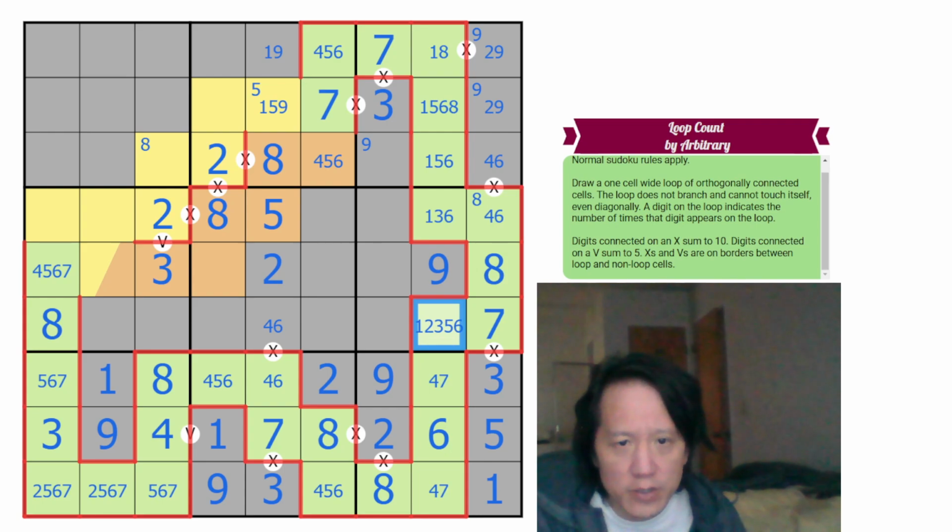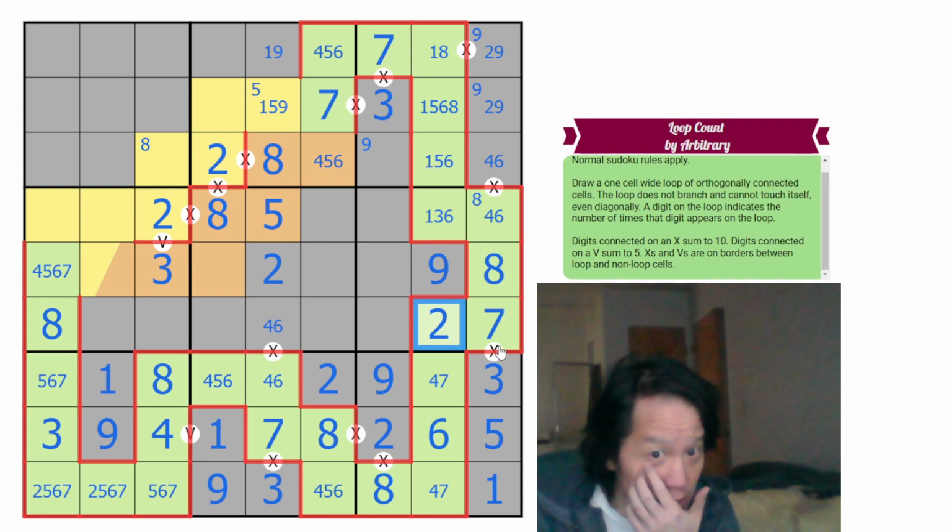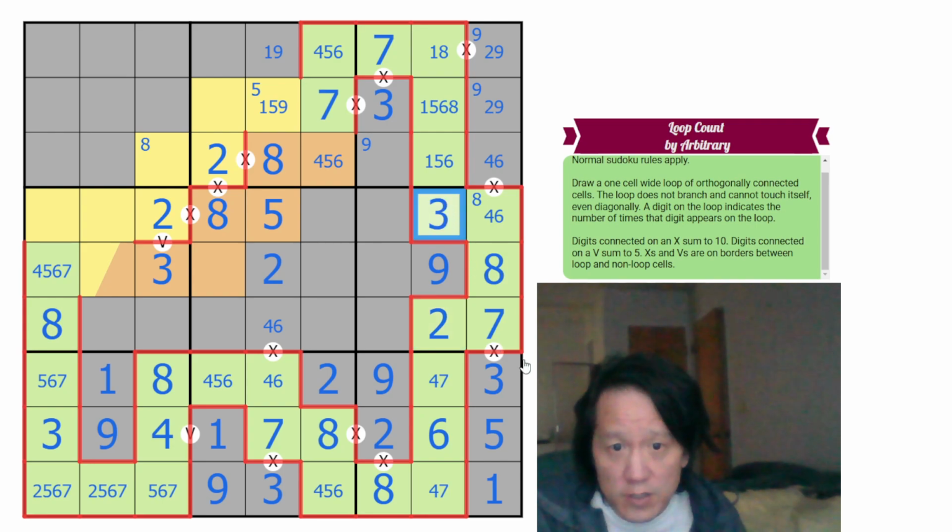2 has to be here because there's no other place. This is all looking good, kosher. 3 has to be here. This can't be 6. So it's 1, 5, and 8. Therefore, this is 4 and 6, which he has. He's 4, 6, 4, 6. So this has to be 5.